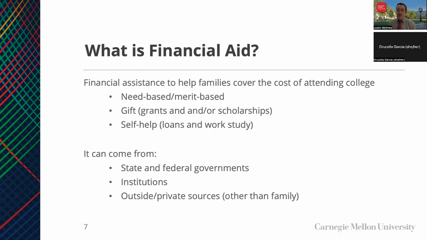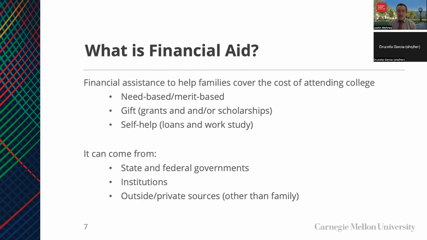This could be either need-based or merit-based, both of those pools of funds that we previously discussed. It can take the form of gift aid. This is broadly what we refer to when we talk about grants or scholarships. This is the type of aid that a student receives without strings attached. They don't have to work or repay that financial aid.